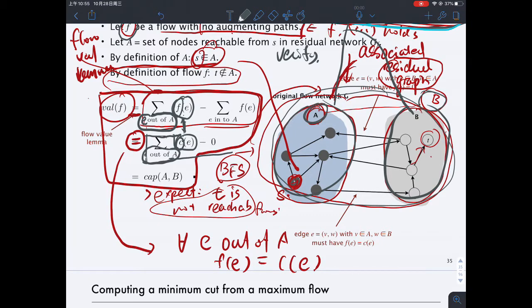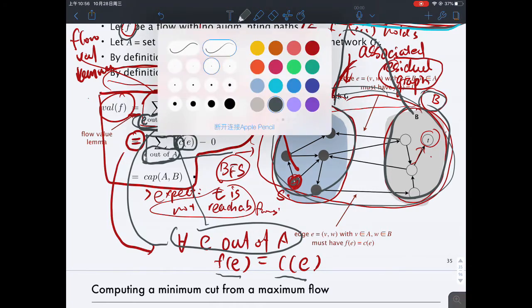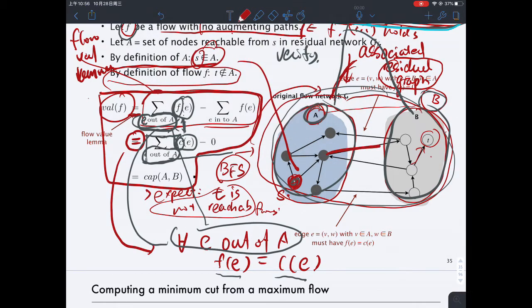Now I basically want to prove that for any e out of A, these two statements are the same. I want to prove that f(e) is equal to c(e). Let's look at one specific edge. Let me make it a little bit bolder. This is one specific edge that's coming out of A. Let's imagine this is not full. What happens if it's not full?